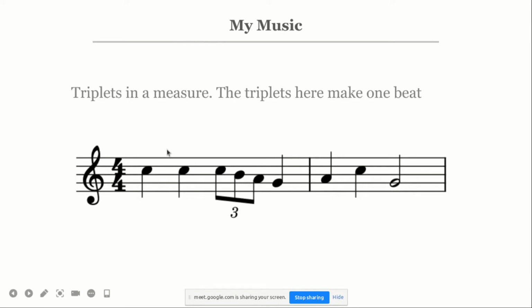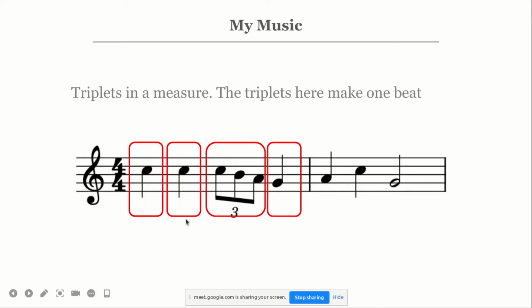So let's look at these measures, especially the first measure. You can see that this triplet here is counted as 1 beat. The first beat is a crotchet. The second beat is a crotchet because we're expecting 4 crotchets in a bar. The third beat is the triplet of 3 quavers, which is equal to 2 quavers, which make 1 crotchet. And the fourth beat is a crotchet.